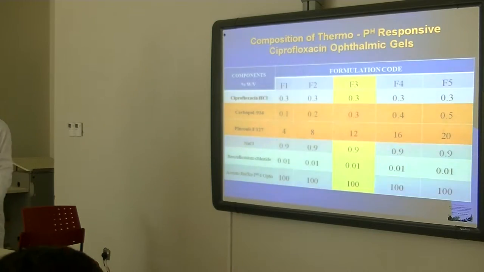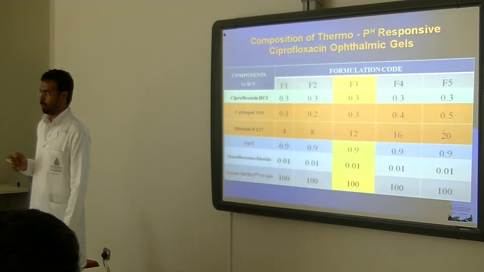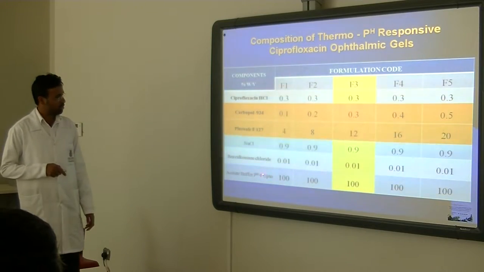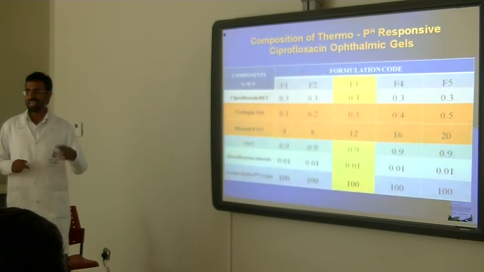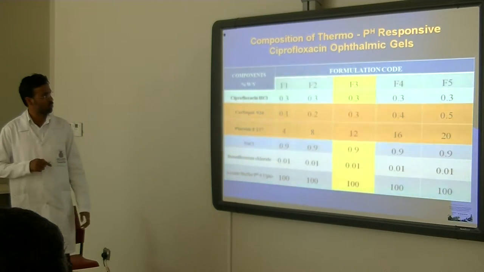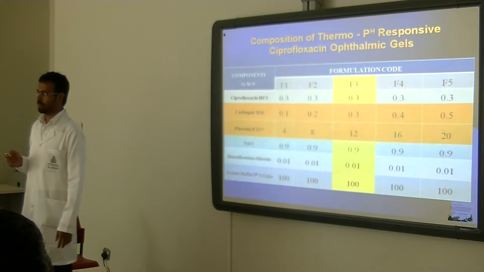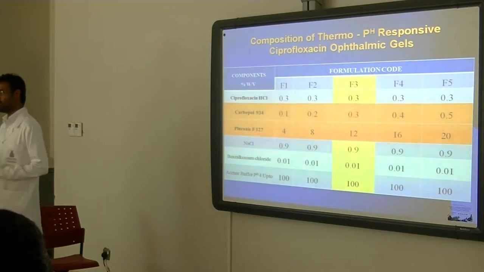As we are aware, there is a 7.4 pH for the lacrimal fluid, whereas the product will have a pH of 4. Once it gets instilled, there will be a change in the pH from 4 to 7.4 at the ocular side. So due to that change, there will be a change in the physical form of the solution, which will get converted into gel.